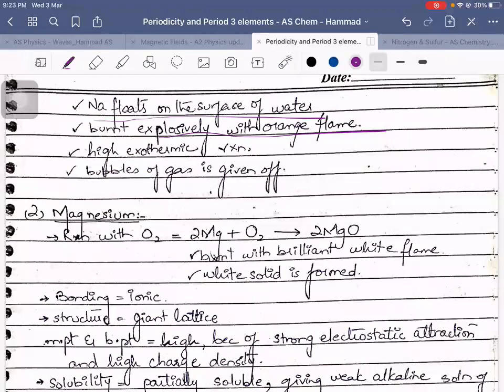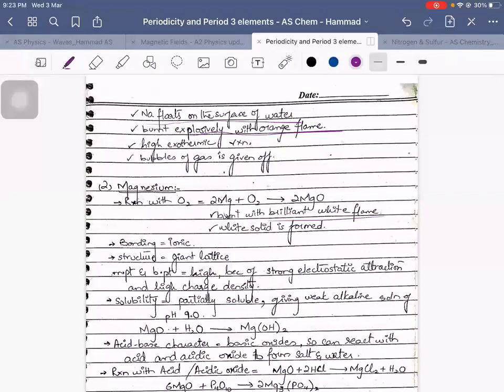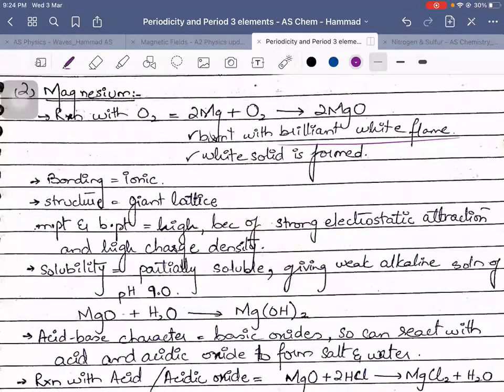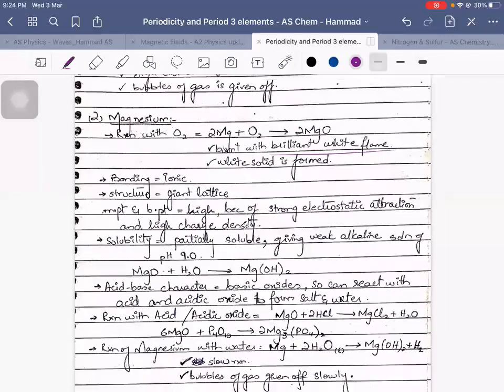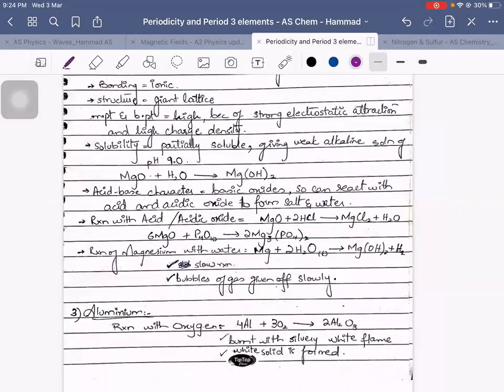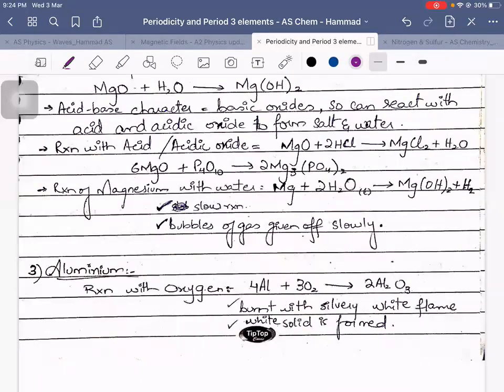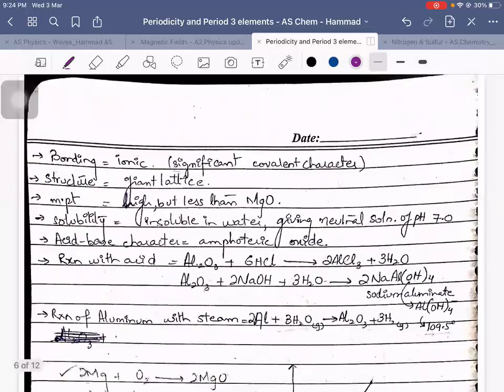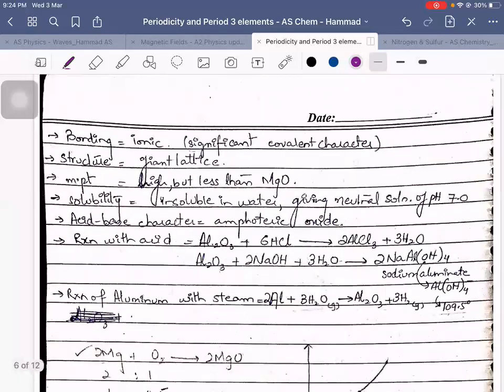Bubbles of gas are given off. Magnesium, on the other hand, burns with a brilliant white flame. The bonding is ionic, the structure is giant lattice, melting point and boiling point are high because of strong electrostatic attraction. Aluminium burns with oxygen to form Al2O3, burns with a silvery white flame. The bonding is ionic, significant covalent character is involved, and so on.